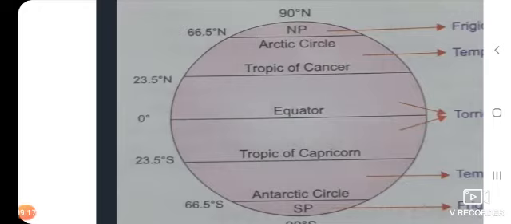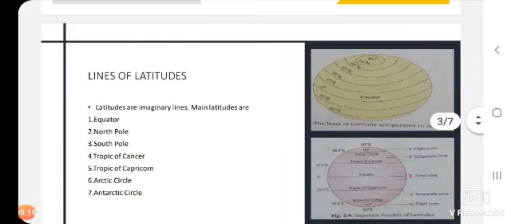Okay, so this is all about what are latitudes, what are lines of latitudes, and the important parallels of latitudes, and what is the purpose of these latitudes. The equator, how it is dividing the earth into two hemispheres, and what are the degrees of these two hemispheres, and what is the angular distance of 1 degree interval. Okay children, then moving forward we will learn about the uses of latitudes.